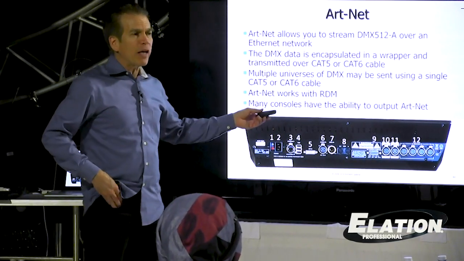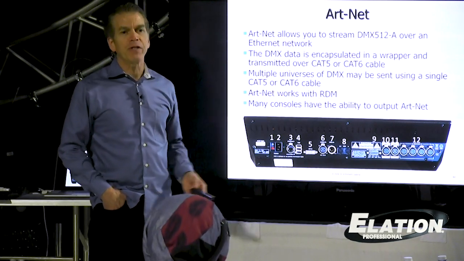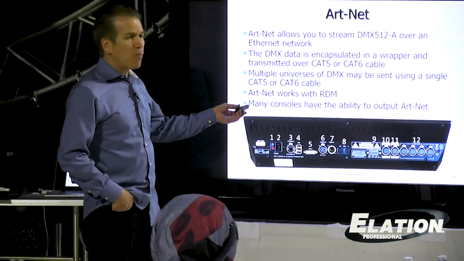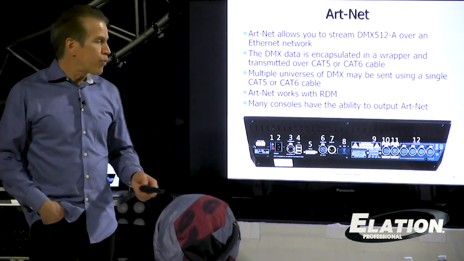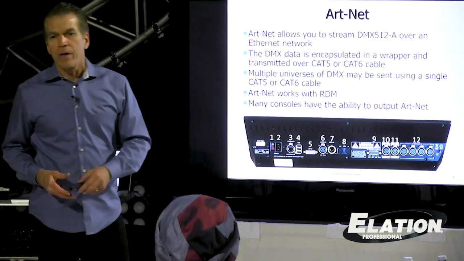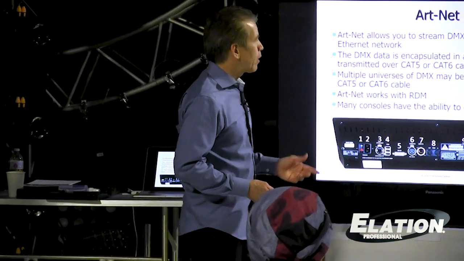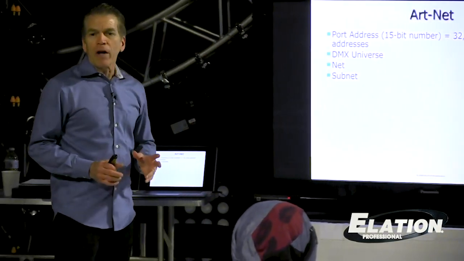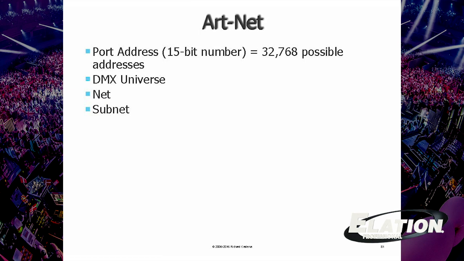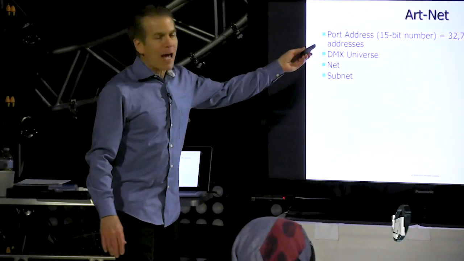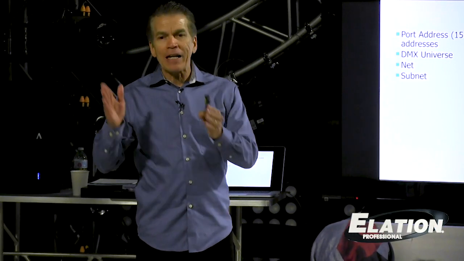One of the advantages of ArtNet is that it does work with RDM. Streaming ACN does not. And most consoles today do have the ability to output multiple Ethernet-based protocols, including ArtNet. Now, when you configure ArtNet, you go into the settings on the console, and there will be a port address. A port address is a 15-bit number, so that gives you 32,768 possible port addresses.